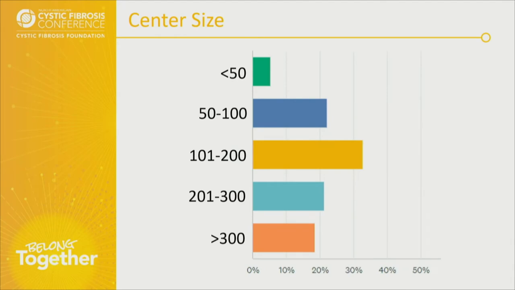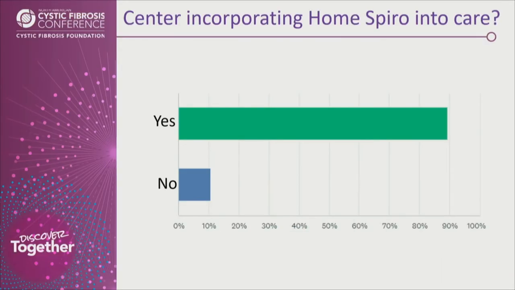And then we have almost a bell curve here as far as the size of the centers, where the vast majority were moderate size, but we had some small, some large, so that's nice. And then almost all the centers were incorporating home spirometry. It was about 89%, and there were about, I think it was 112 respondents over the couple weeks that this was open. So almost everyone was using spirometry to some degree at home.